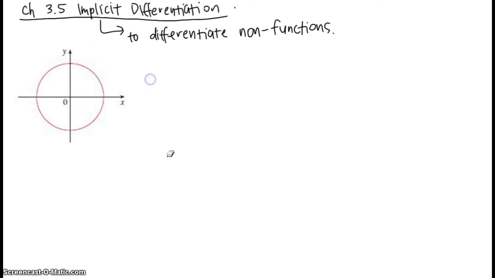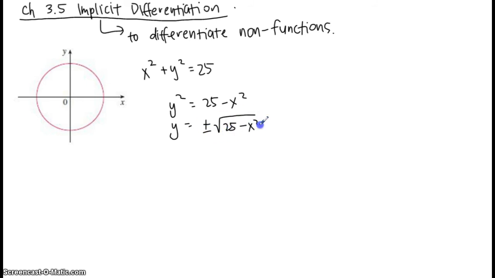A circle is not a function. It definitely has slopes, but it is not a function where I can solve for y. For example, I'll have this curve, x squared plus y squared equals, if the radius is 5, 25. Right? Now, can I solve for y? We can try. y squared is equal to 25 minus x squared. y is equal to plus or minus the square root of 25 minus x squared. Now this is not really a function.